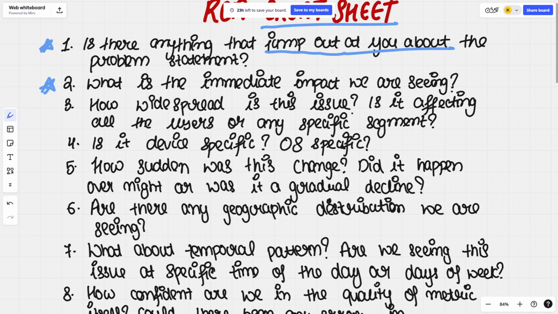The second question is very important, because by asking what is the immediate impact we are seeing, there are very high chances that the interviewer will directly tell you what he actually wants you to answer. Next, how widespread is this issue? Is it affecting all the users or any specific segment? This is also a common question, and you can use it in almost all the RCA problems.